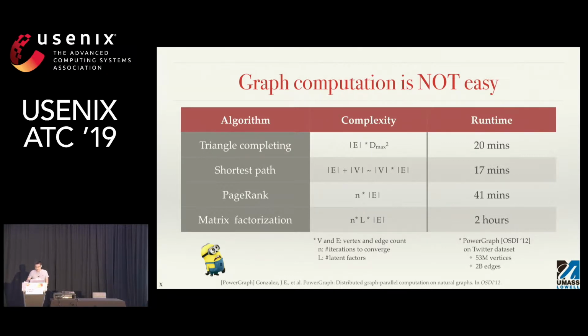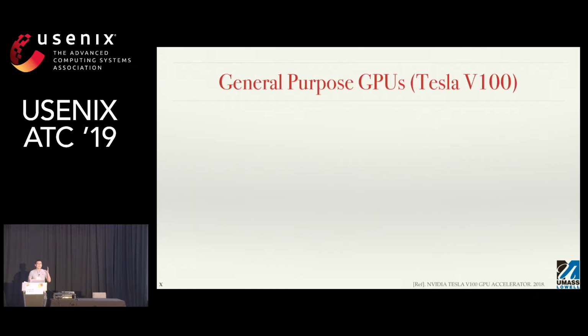When you run PowerGraph, which is a very popular graph framework, on a relatively small Twitter data set, which is 53 million vertices and 2 billion edges, it takes tens of minutes to hours to finish those computations. Just imagine, if you're navigating on the highway and you make a wrong turn, which is typical, everybody makes mistakes, right? Do you want to wait tens of minutes to figure out the next turn? I bet you do not want that. Actually it's not like that, but I'm giving you an illustration. We need graph computing to be faster, right?